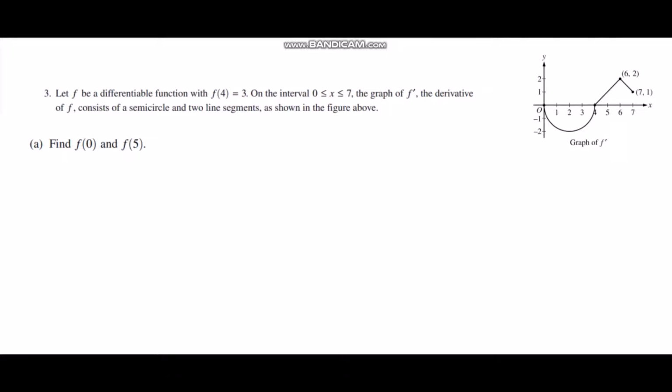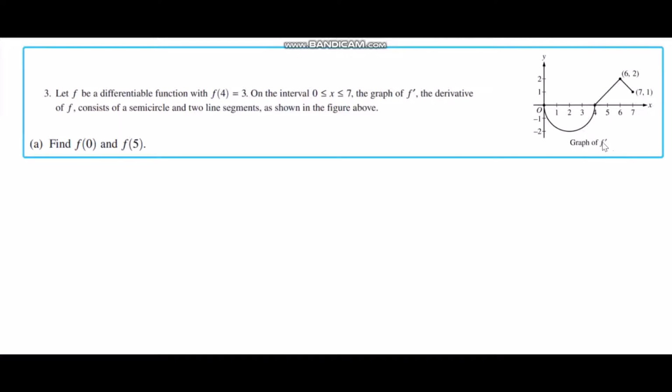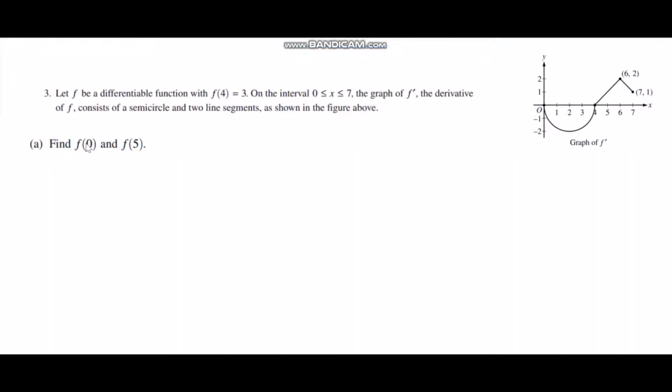I'm going to go over free response question number 3 from the 2022 AP Calculus BC exam. And we have a function f being defined as a differentiable function on 0 to 7. And we have a graph of the first derivative of f right here. And we have an initial condition, f of 4 is 3. And we have to find f of 0 and f of 5.